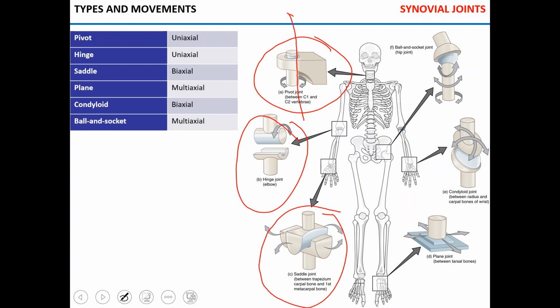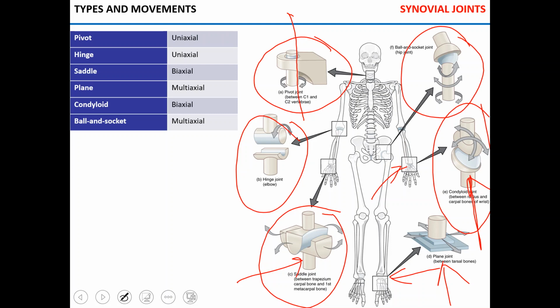Plane joints. Plane joints are between carpals or between tarsals. This is non-axial. Saddle is biaxial. Condyloid is biaxial. Condyloid joint is a joint between the thumb and the carpals. And finally, ball and socket joint. That's 6th type. That's multi-axial. It has multiple planes. It can move in multiple axes.